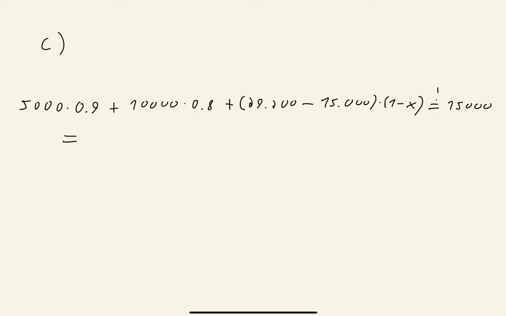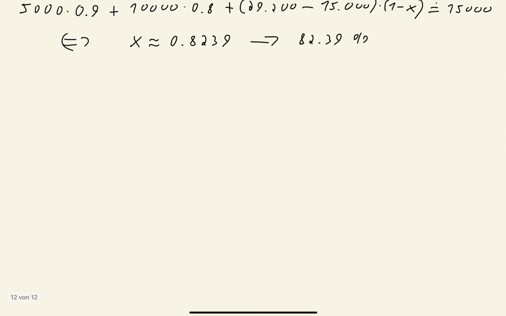And if you solve this with respect to X, you get that X is roughly 0.8239, and hence the marginal tax rate for all income above 15,000 should be 82.39%. So it's a very high tax rate, such that when you're fully working, the maximum consumption that you can conduct is 15,000. So let's draw this.